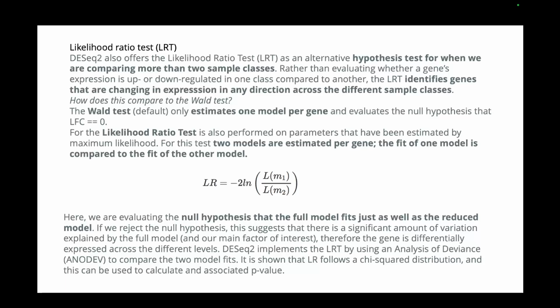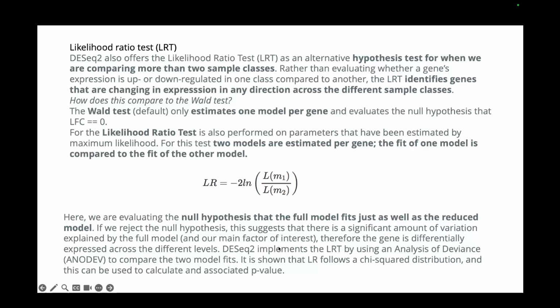That is exactly what the name sounds like: which of the models gives you a better idea. This is your likelihood ratio statistic, and M1 and M2 are the two different models. We are evaluating the null hypothesis that the full model fits just as well as the reduced model. If we reject the null hypothesis, this suggests that a significant amount of variation is explained by the full model and our main factor of interest. Therefore, the gene is differentially expressed across different levels.